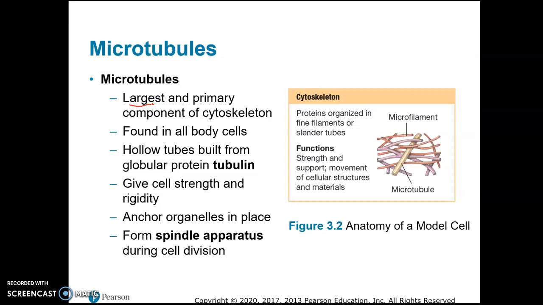They are hollow tubes. They give the cells strength and rigidity. They anchor organelles in place. And they do something very special down here at the bottom. They form the spindle apparatus during cell division, which we will talk about in a little bit.